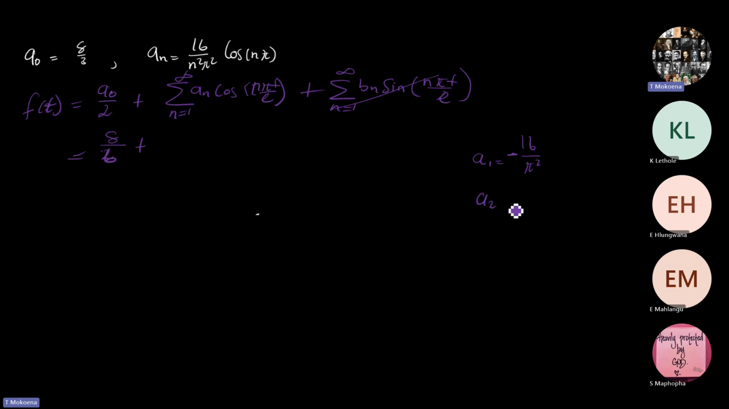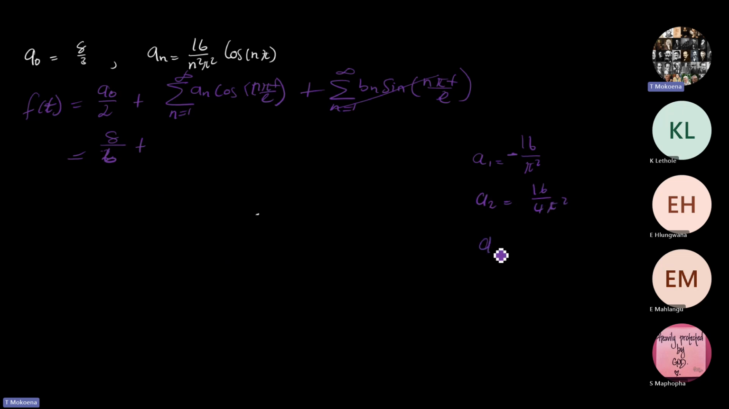Now let's determine a sub 2. We substitute 2 there. So 2 to the power of 2 is 4, and we're going to have 16 over 4 pi squared. And therefore, cos 2 pi is going to give us positive 1, because we substitute 2 there as well. I will leave it like this. This will be our answer.